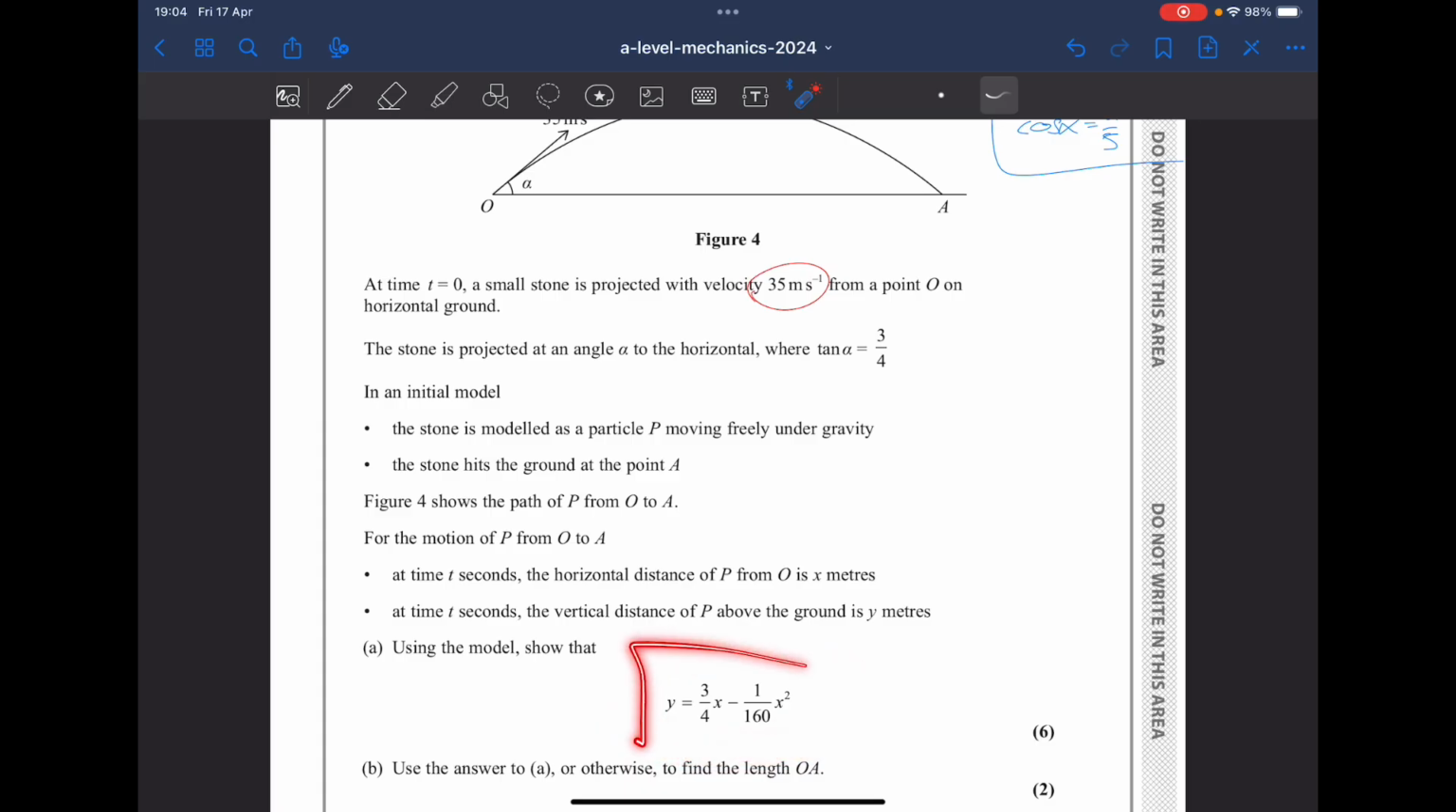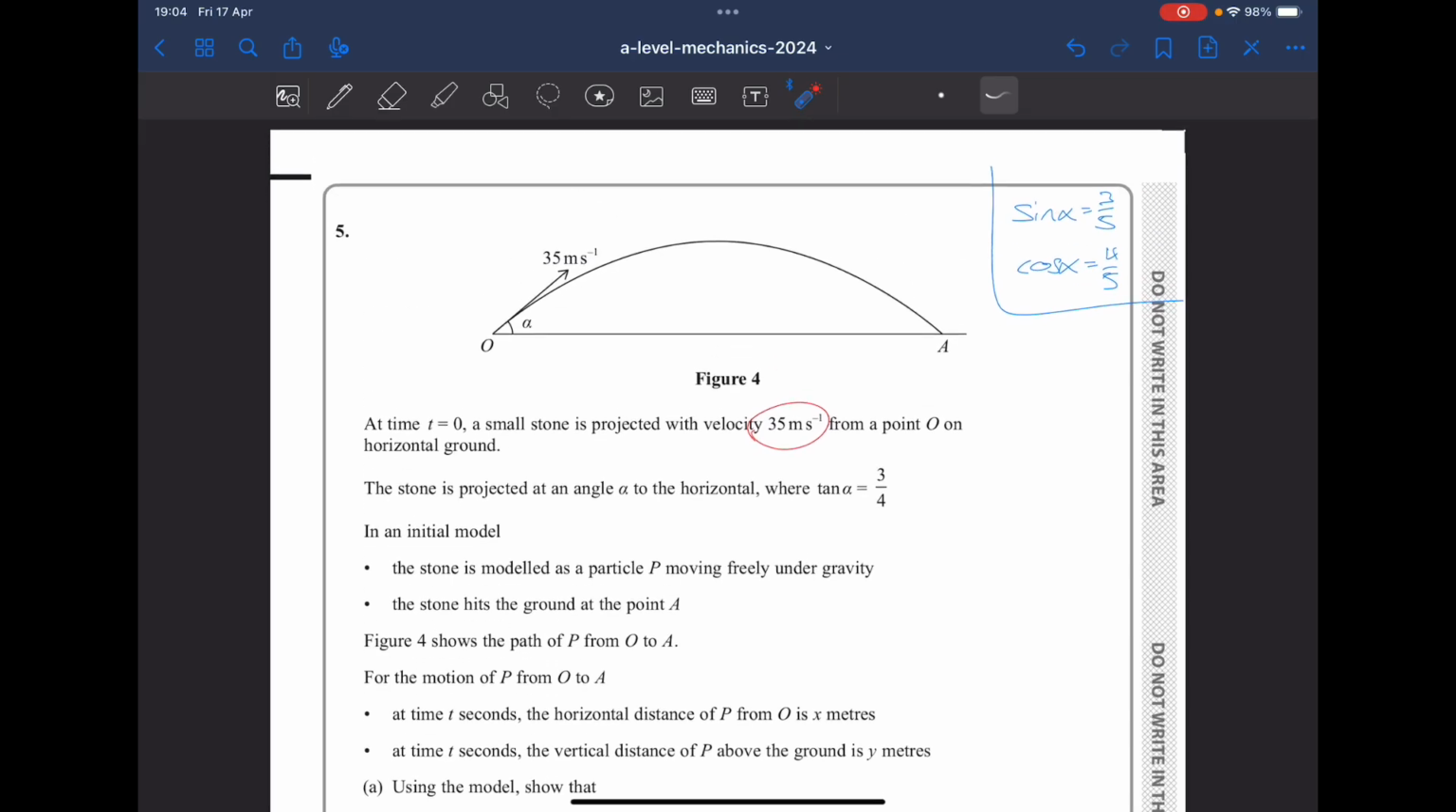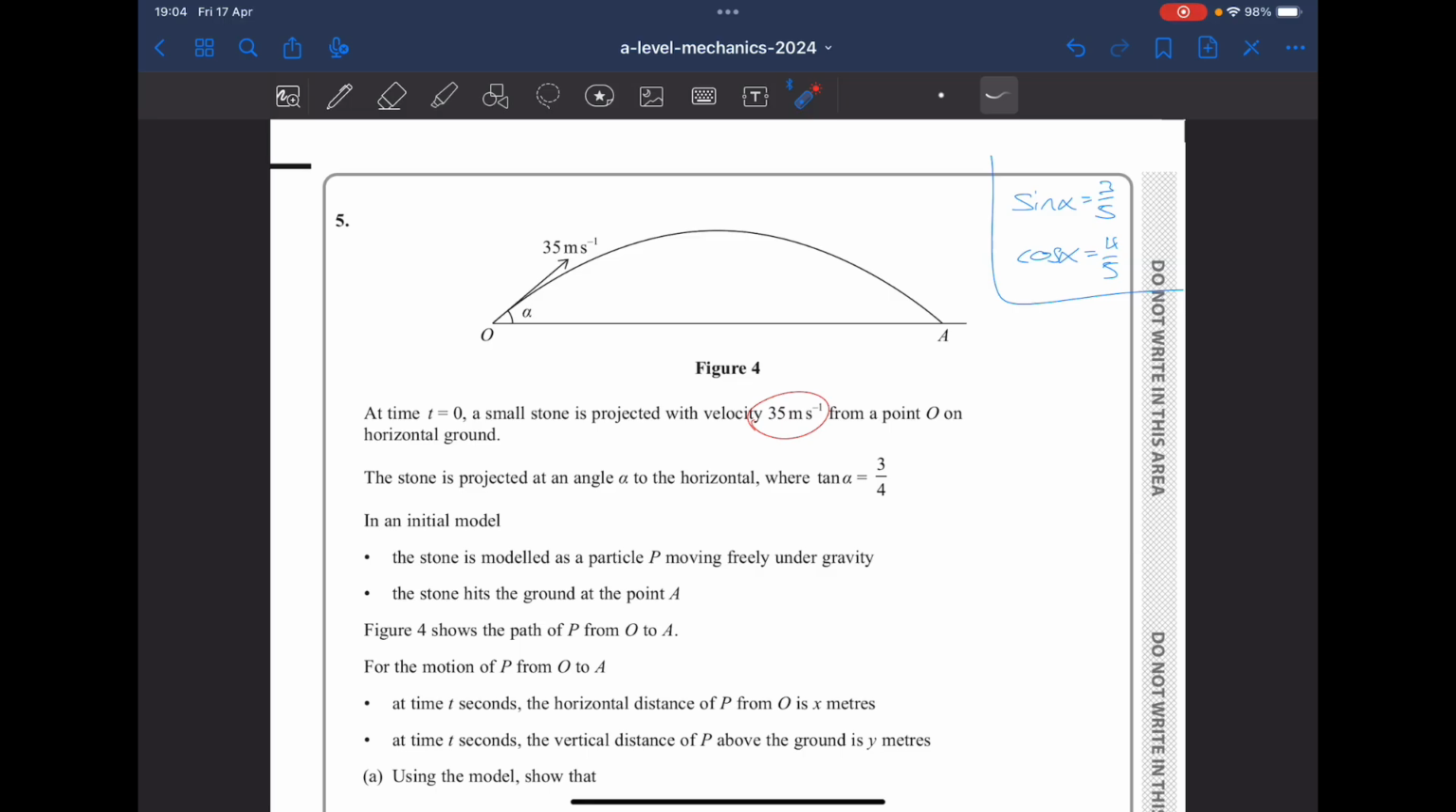So notice here what's missing is the time. Generally, when you're doing suvat, you have time in all of them, don't you? You don't have two different dimensions, one horizontal, one vertical. But we do have two different suvat equations. Well, we can resolve the forces horizontally and then vertically, do suvat in each one, and then combine them via the time. So that's what we're going to do here.